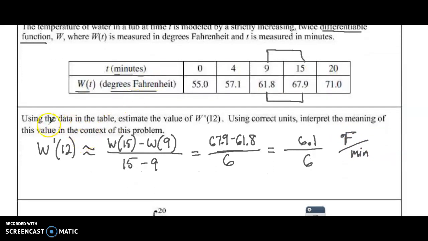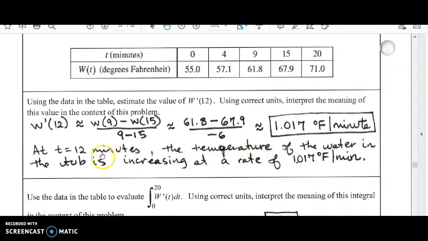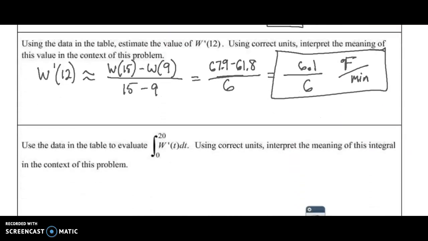And because we're estimating W prime of 12, that is the instantaneous rate. So again, I'm just trying to confirm exactly how they would write it. So at T equals 12 minutes, the temperature of the water in the tub is increasing at a rate of apparently 1.017 degrees Fahrenheit per minute. So as we move forward to the next problem, just think about what this means.